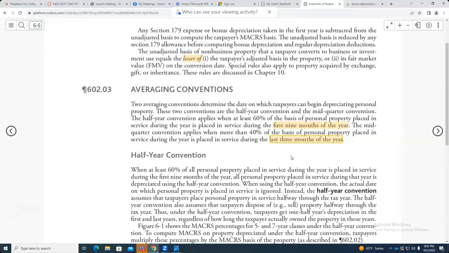Mid-quarter convention means they assume you put this in service in the middle of the quarter that you purchased. So the middle of the quarter of the last 3 months is mid-November, November 15th. Mid-quarter for the first quarter is February 15th. Make sense? So 3 months, 3 months, 3 months, 3 months. First 3 months, the middle is February. Next 3 months is April, May, June. So the second quarter is mid-May.